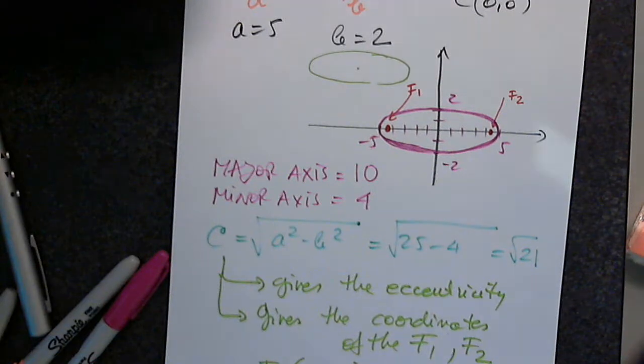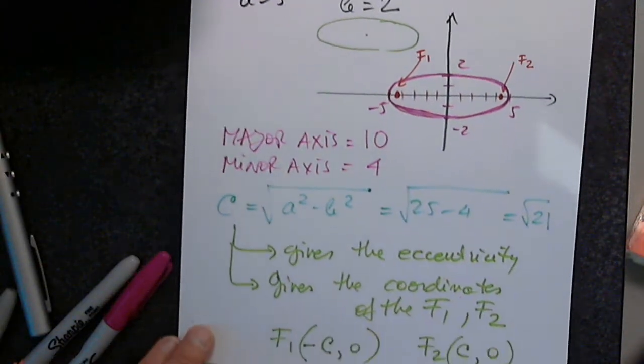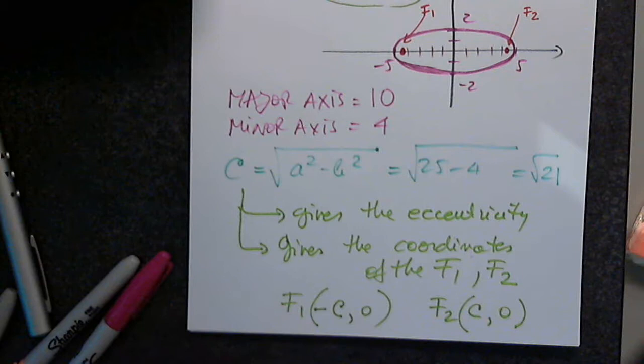Can you move the paper up a little bit? How did you get the 2 points? Is that just a standard? Yes, negative c comma 0 and positive c comma 0.